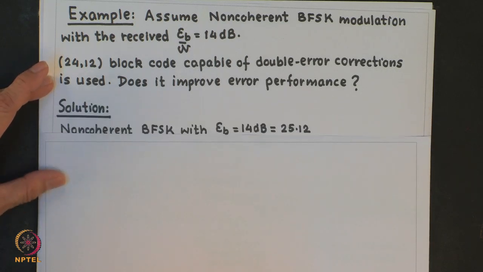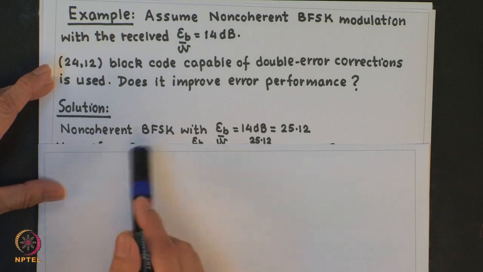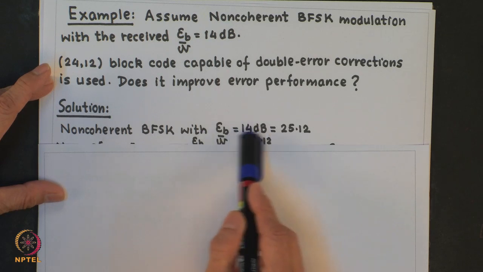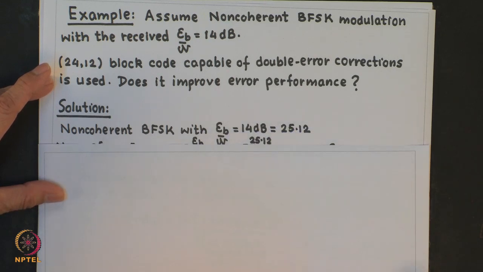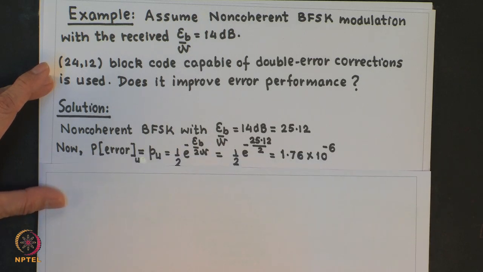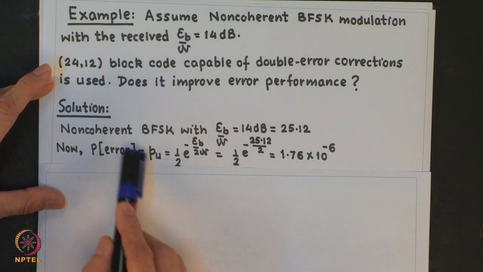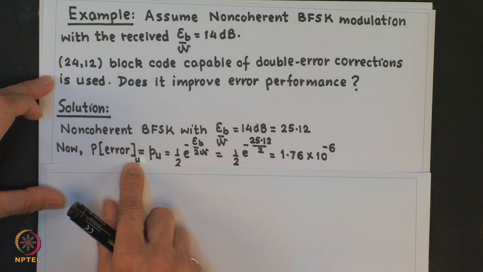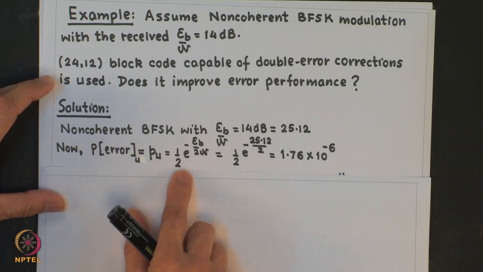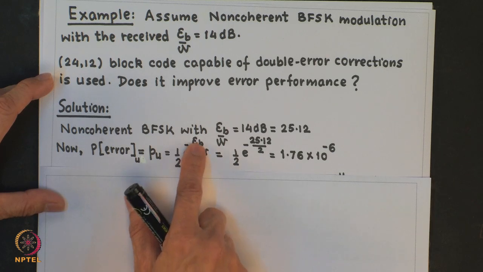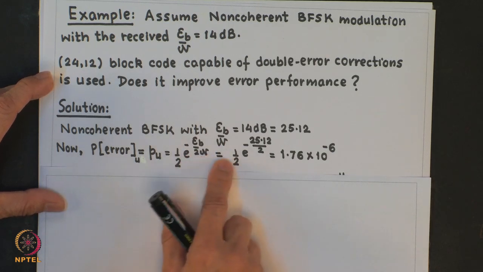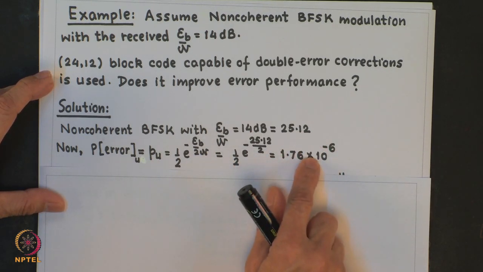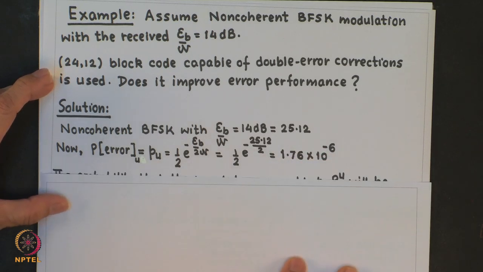So, the solution is as follows. We know that for the non-coherent BPSK with SNR per bit equal to 14 dB, this corresponds to 25.12. The probability of error, that would be the bit error, because we have only two symbols now, uncoded, and I call it PU, is equal to half e raised to minus 1 by 2 SNR per bit, and if we plug in these values, we get the probability of symbol error or bit error.